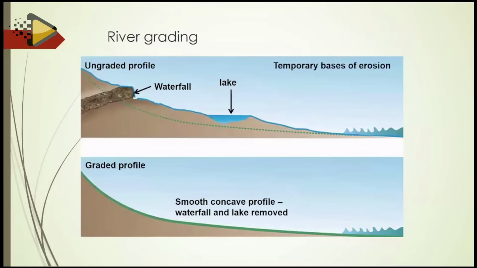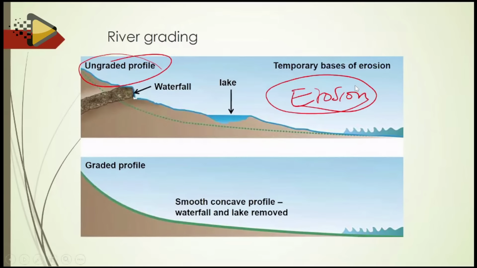Now, what we have here, we have river grading. We have a graded and an ungraded river. This is where you are going to have turbulent flow. Why do you say this river is ungraded? Because there are nick points along the course. And then there is a dominant erosion. Erosion is dominant here because there are still obstacles along the course of this river.